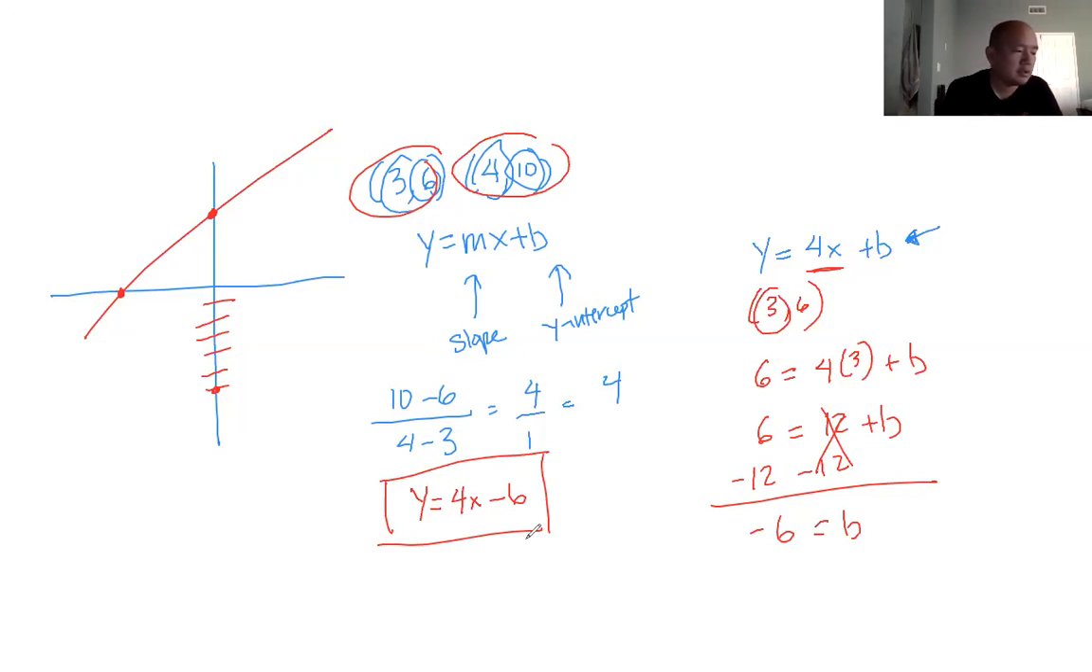Now there are questions in this homework. Let me erase this to make it a lot easier. We have the equation y equals 4x minus 6, and they ask you, if x is 10, what is y equal to? That's the question mark right there.